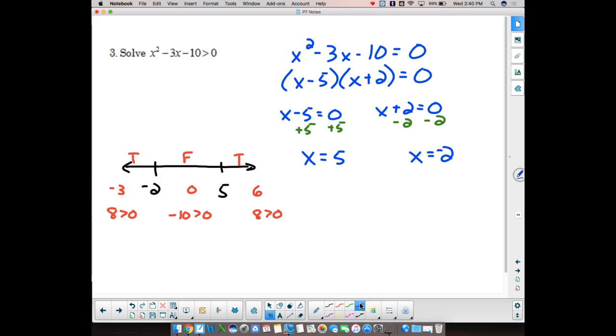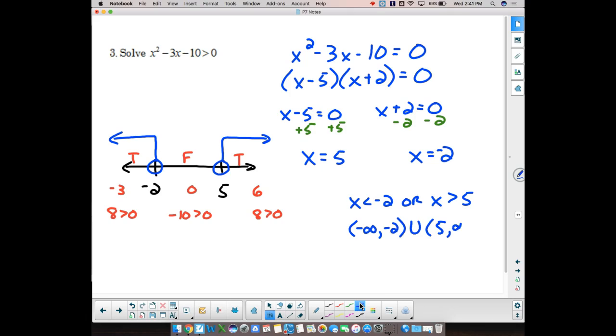Because I'm dealing with just a greater than, we've got open dots going that way and that way. And so again, the inequality statement would be x is less than negative 2 or x is greater than 5. Negative infinity to negative 2, 5 to infinity. We got that. Okay.